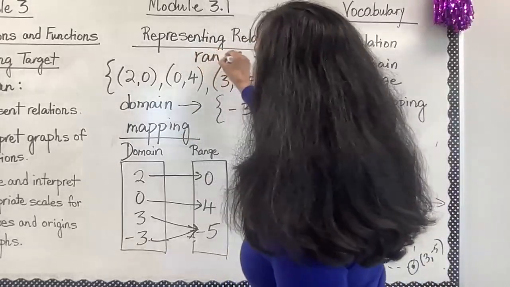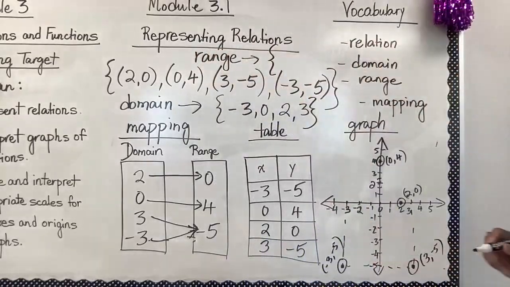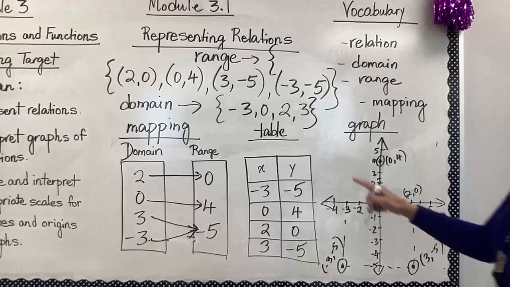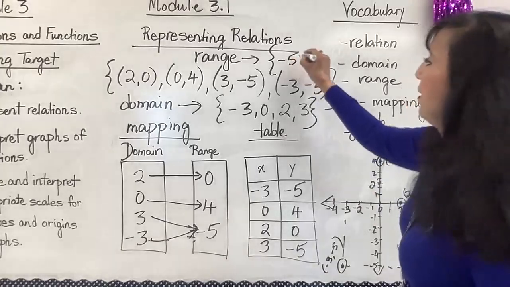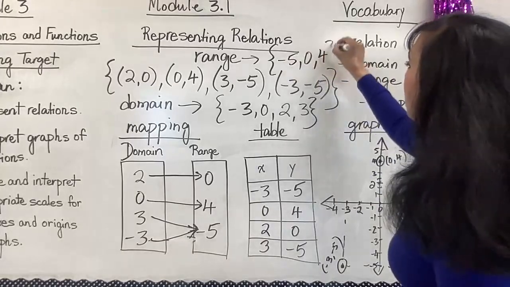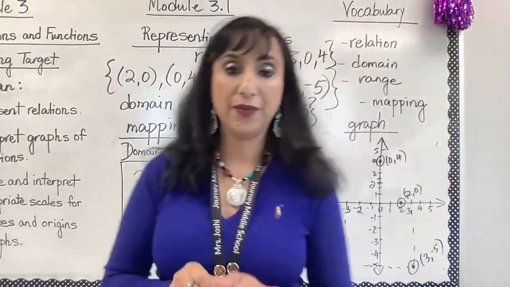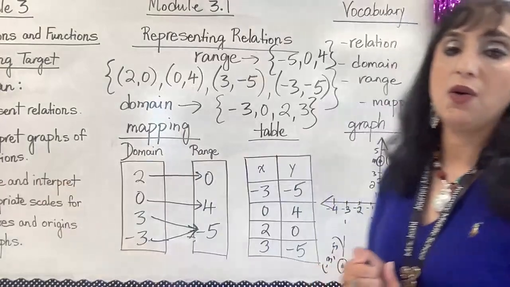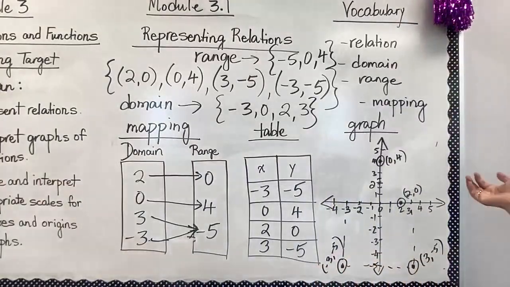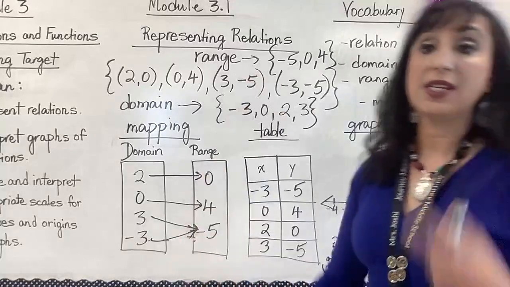My range is going to be a set of -5, 0, and 4. So once again, I've just put those numbers in the correct order. Okay, so that is basically representing relationships of the domain and range of this set of data.